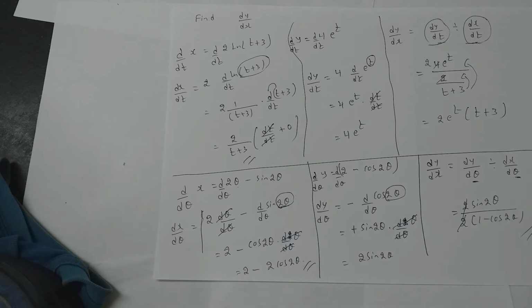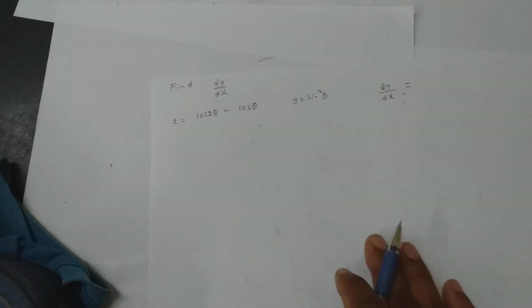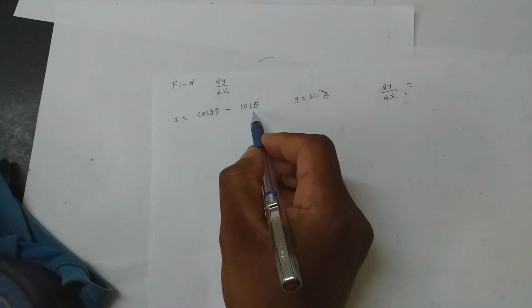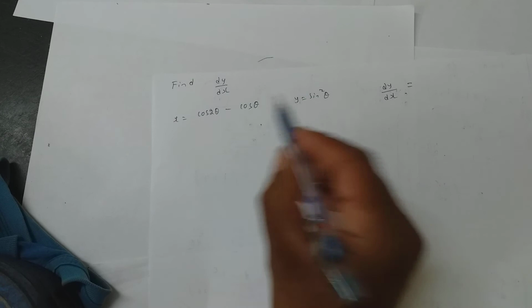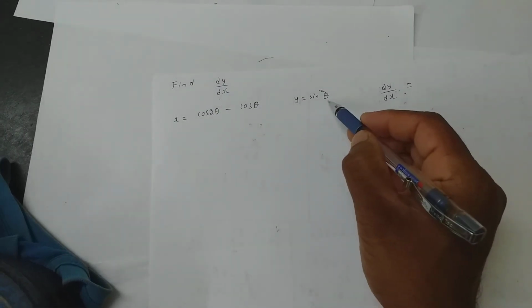Am I clear? How am I doing the sums of parametric differentiation? Look at the next sum. x equal to cos 2 theta minus cos theta, y equal to sin square theta. They are asking you to find dy by dx. It's in terms of theta.